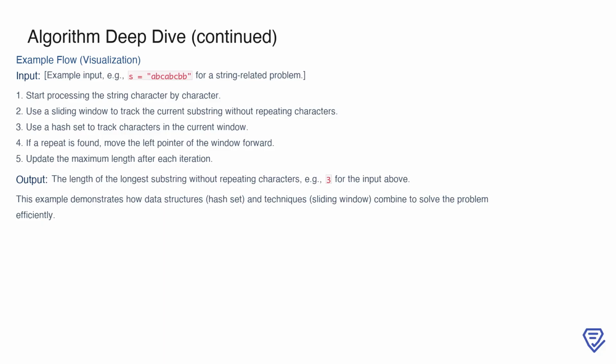For this input, the longest substring without repeating characters is ABC, with a length of 3. This example highlights how combining data structures like hash sets with techniques like the sliding window can efficiently solve the problem while adhering to the constraints.